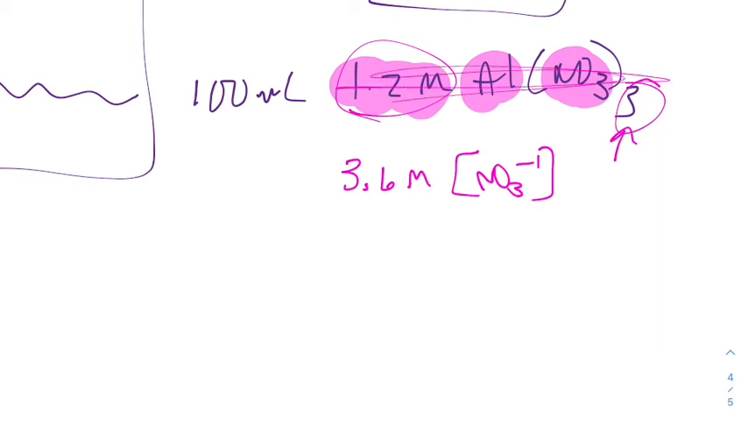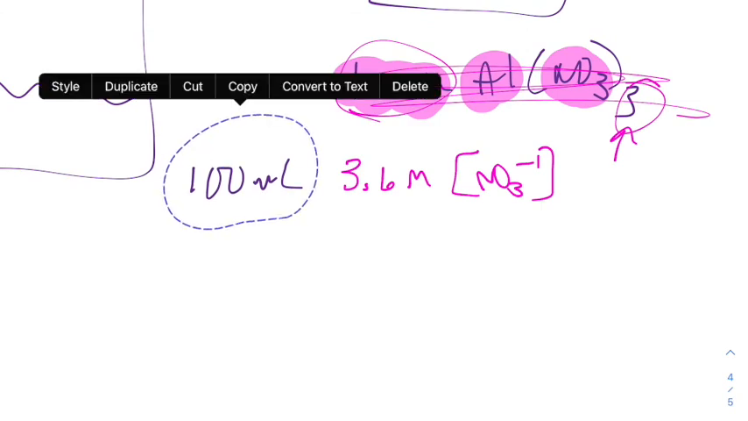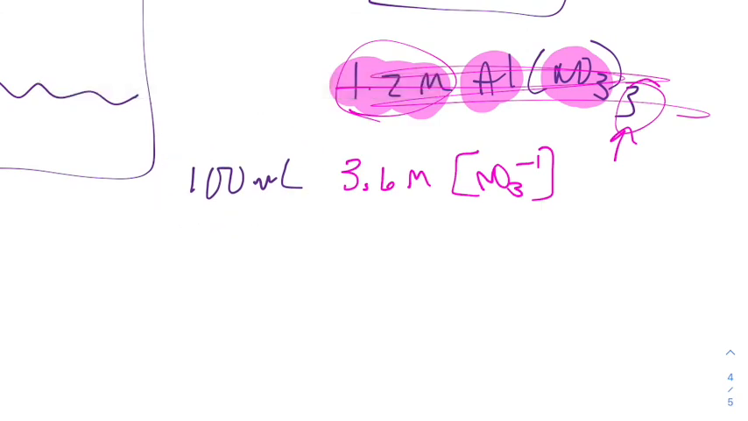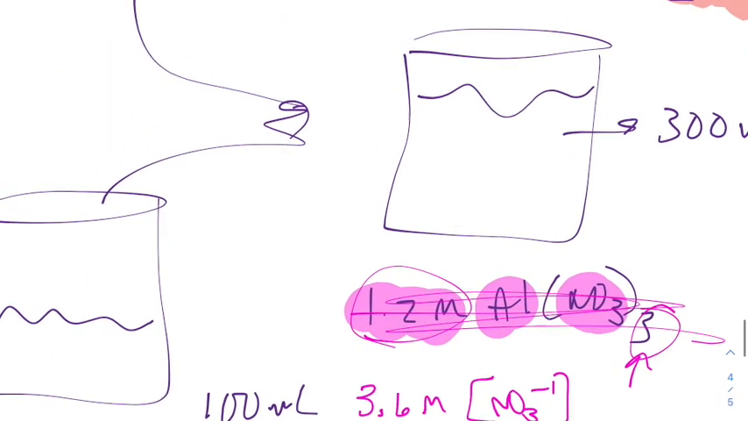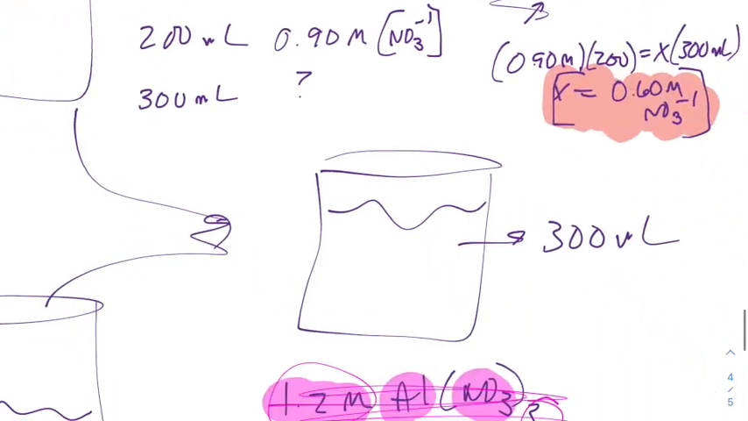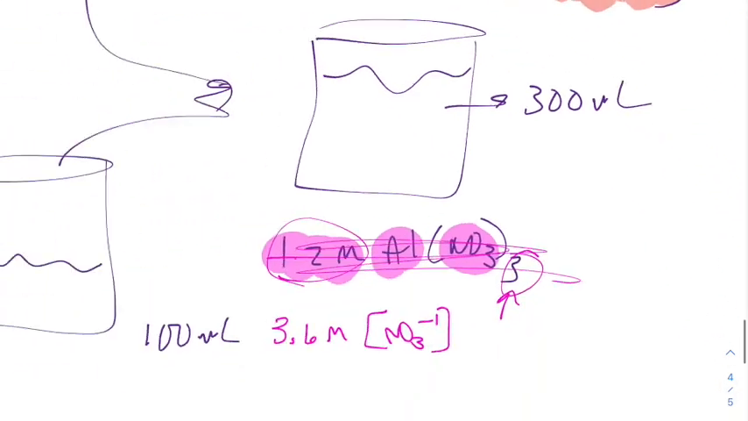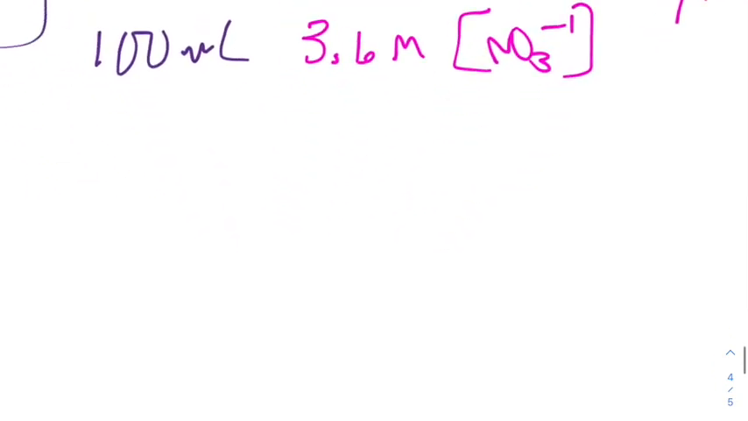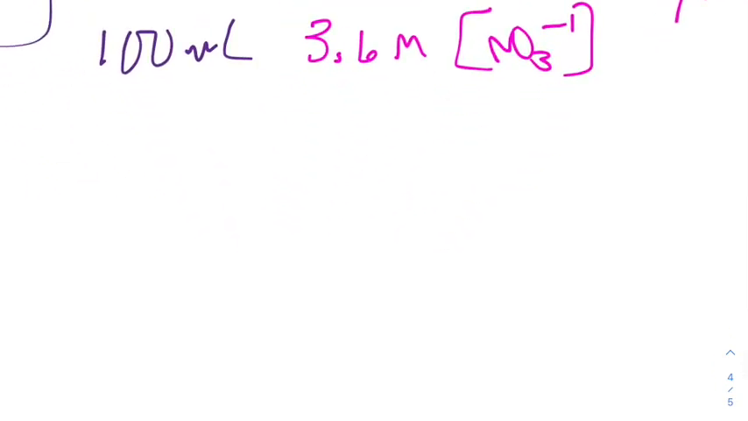So I'm going to get rid of this now because I really don't care about the aluminum. The problem doesn't say anything about that. So I have 100 milliliters of 3.6 molarity nitrate, and what am I doing? Well, I'm combining it with this other 200 milliliters up here to make a new total volume of 300 milliliters. So this becomes its own M1V1 equals M2V2 problem. This is now going to be 300 milliliters of I don't know what the concentration is. Well, I can figure that out.